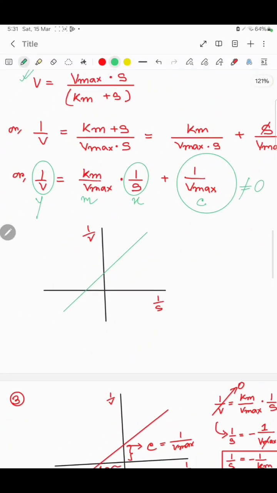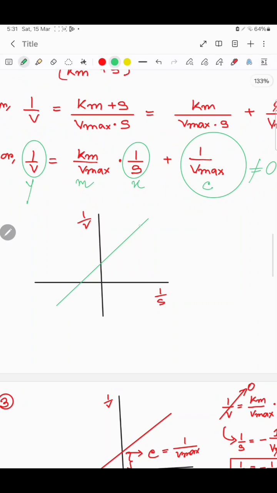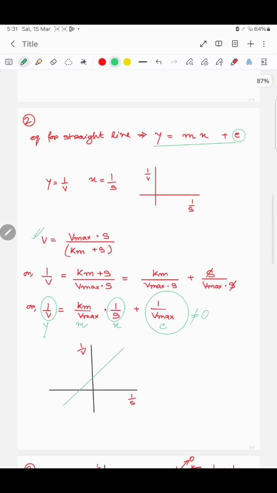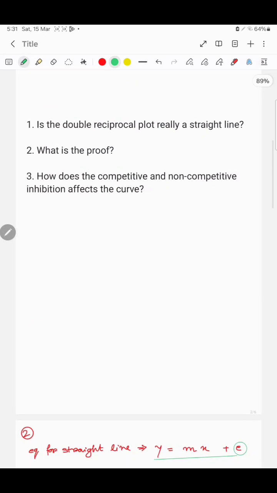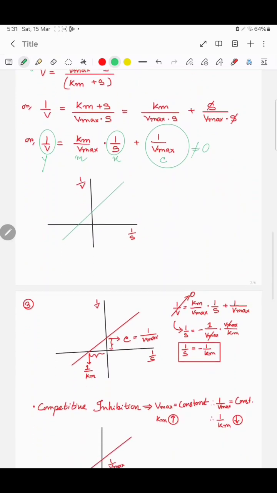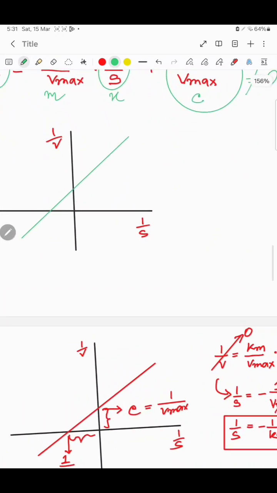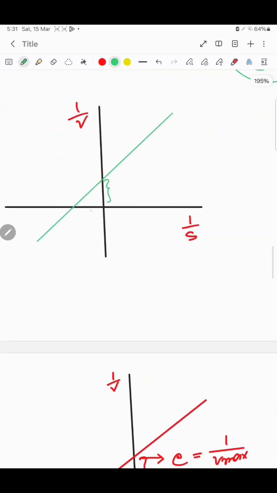Okay, so in the previous video we explained how the double reciprocal plot is actually a straight line, but now the question remains, how do competitive and non-competitive inhibition affect the curve? To understand that, we have to first find out these intercepts. This is the y-intercept and this is the x-intercept.